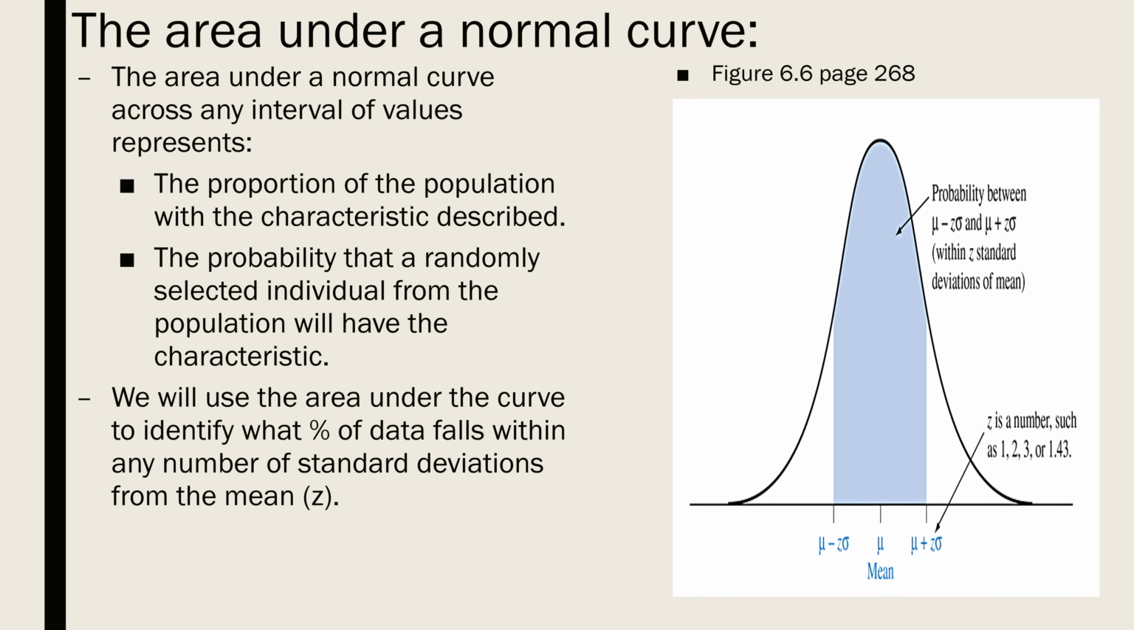The area under a normal curve across any interval of values represents the proportion of the population with the characteristic described, and the probability that a randomly selected individual from the population will have that characteristic. We will use the area under the curve to identify what percentage of data falls within any number of standard deviations from the mean.